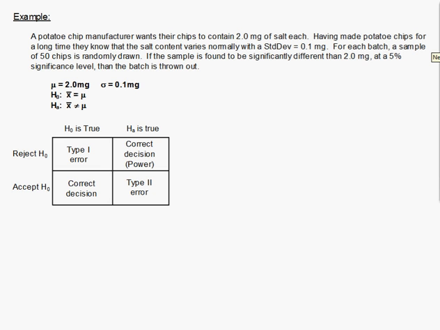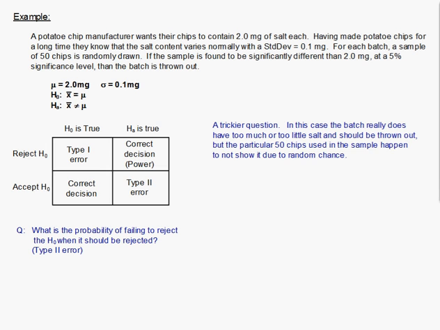Now, type 1 is really just this significance level. Fairly straightforward. Type 2 is where things get a little bit more interesting. What's the probability of failing to reject, so we're accepting, failing to reject the null hypothesis when it should be rejected, meaning the alternate is true? Type 2 error. Now, this, unfortunately, is a trickier question. In this case, the batch really does have too much or too little salt and should be thrown out.